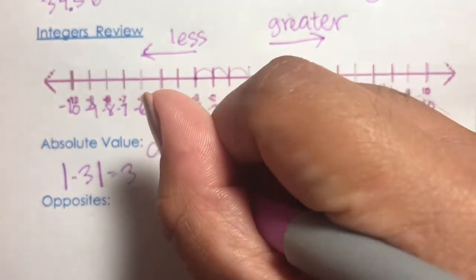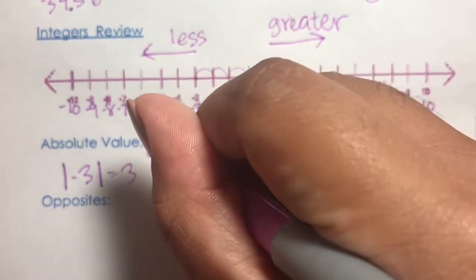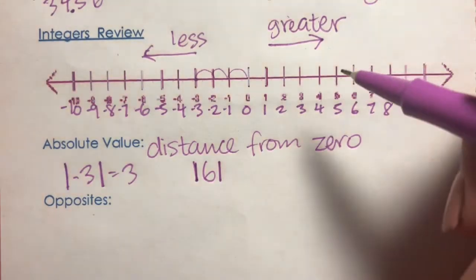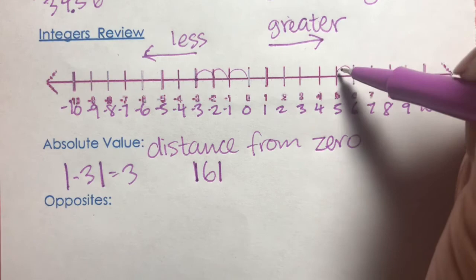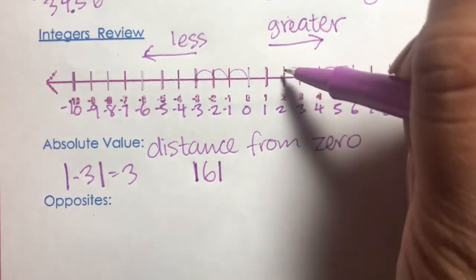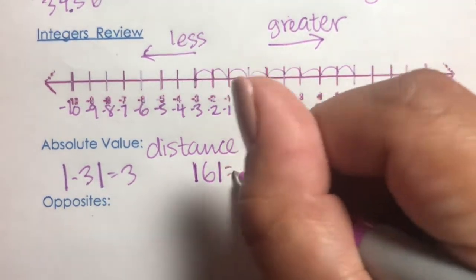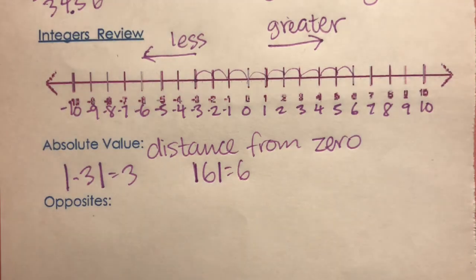Absolute value of 6. How many units is it away from 0? Let's see, 1, 2, 3, 4, 5, 6. So it's 6. And absolute value is never going to be negative, because you're looking at the distance away from 0. And if you look at distance, distance is never negative. It's always going to be positive.